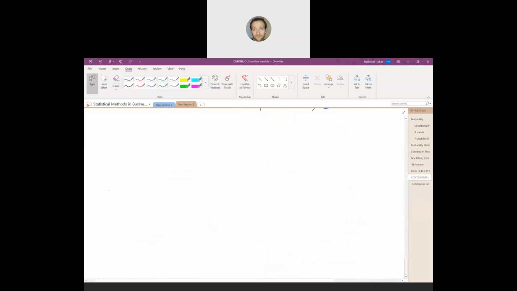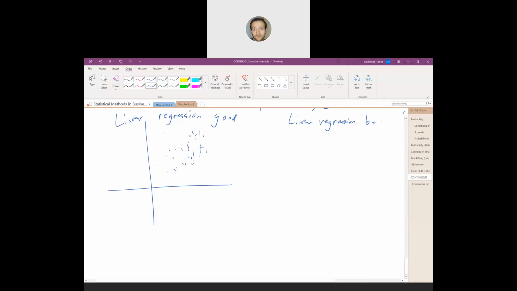Let me give you some examples. Linear regression, good. Linear regression, bad. What I mean by that is, depending on your data, sometimes linear regression will give you reasonable results. Sometimes it won't. So here, this is when linear regression works well. This is when it works badly.